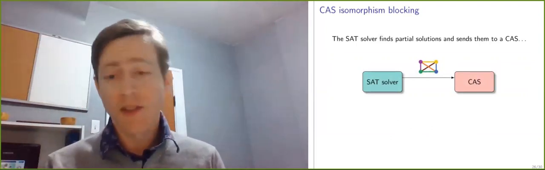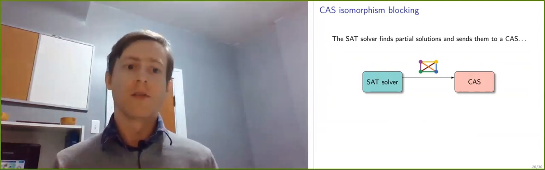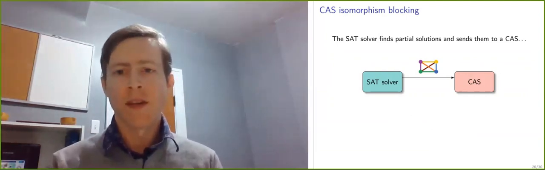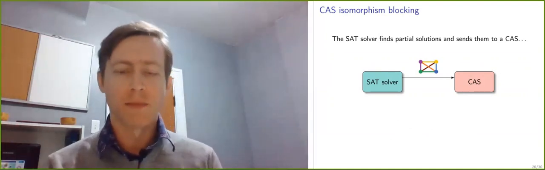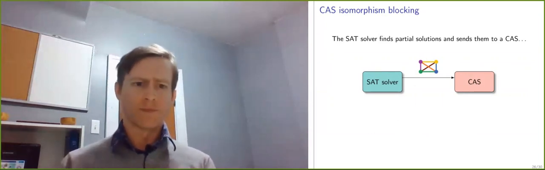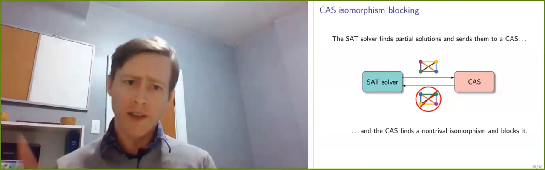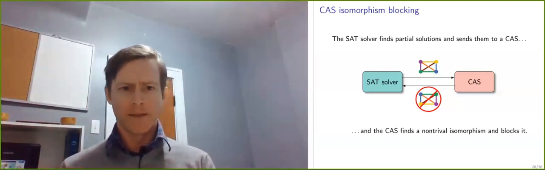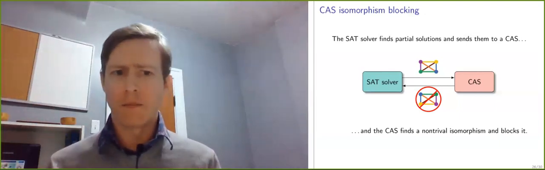The search is enormous, and the SAT solver is constantly finding partial solutions to this incidence matrix. Here is an example: a 6-line 4-point partial projective plane. So let's say we give it to the CAS. We say, okay, here's a partial solution. The CAS analyzes it and says, oh, wait a minute. If I rotate this 180 degrees, I get something which looks the same, right?